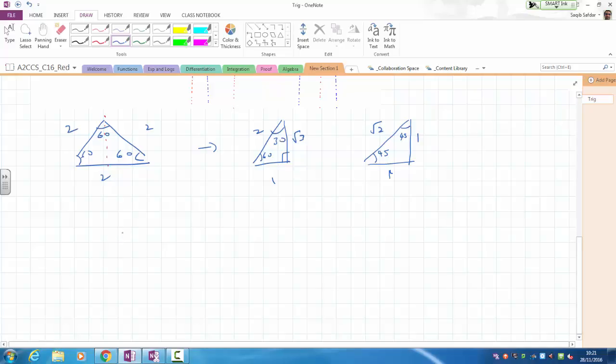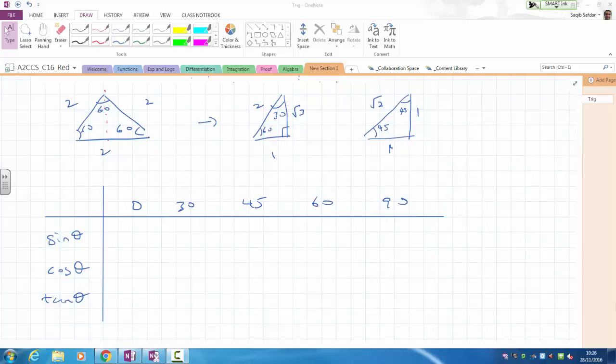Let's put in a couple of angles. If I make a little table: 0, 30, 45, 60, and 90, can you tell me what sine theta, cos theta, and tan theta are? I'll give you 2 minutes. Off you go. Alright guys, let's go over this.